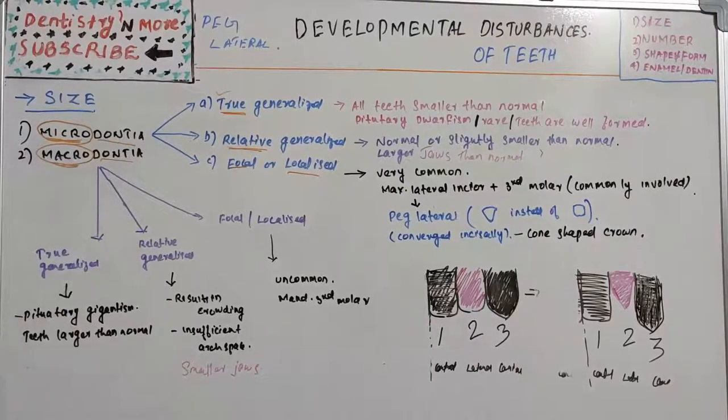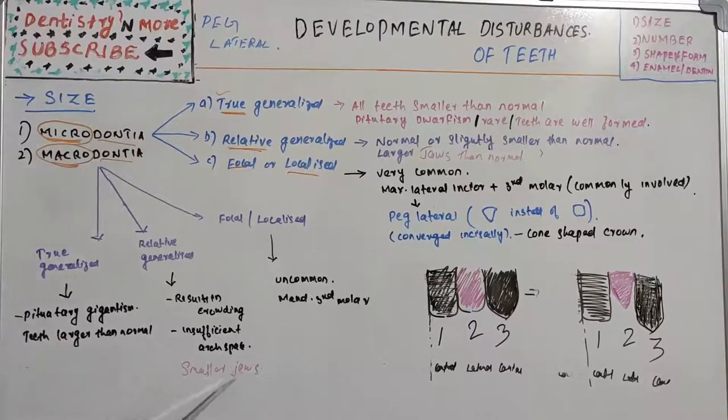In relative generalized, the person has smaller jaws. The teeth are normal in size, but since the jaws are a little smaller than normal, the teeth will look bigger or larger, and it results in crowding. There will be insufficient arch space because the jaws are smaller than normal, so the crowding will be there and the teeth appear to be larger.